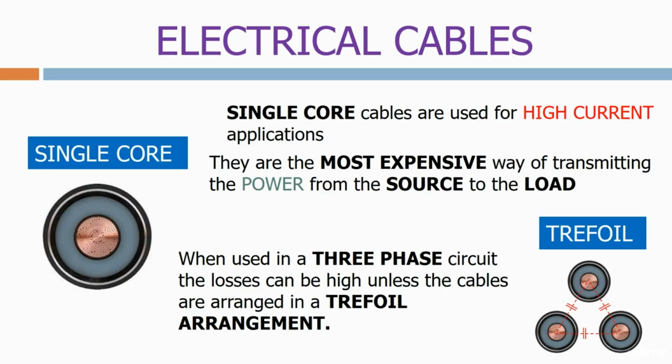Here we have a typical trefoil arrangement with three single-core power distribution cables. The cables are spaced equal distances apart. The angle between the cables is 60 degrees. Because of this arrangement, some of the red, yellow, and blue electric fields cancel each other out, reducing the losses on the cable.